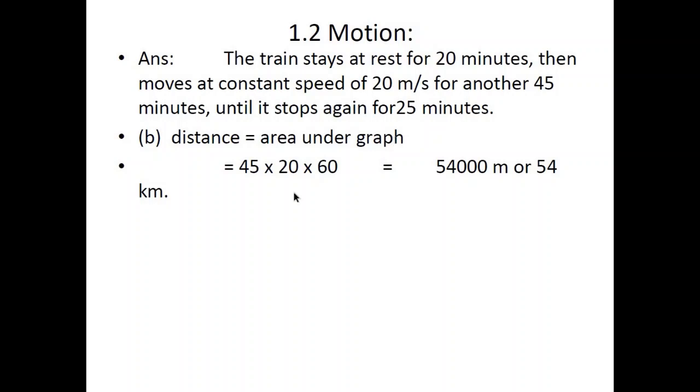Distance equals area under graph, so 45 multiplied by 20 multiplied by 60, so that the time is converted into seconds, would give us 54,000 meters or 54 kilometers.